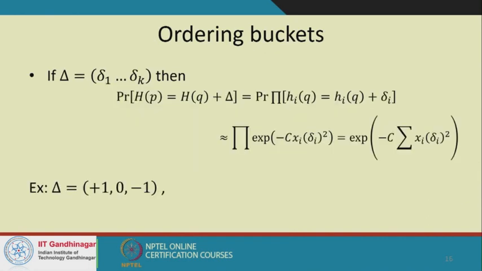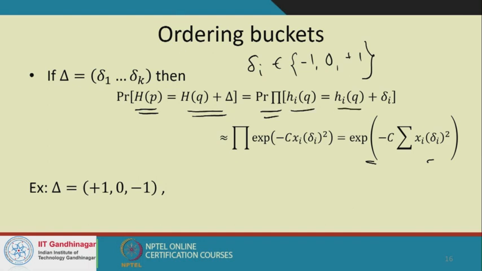Let us write this down a bit more formally. Suppose the perturbation vector capital Delta is delta_1 to delta_k. Remember that each of the delta_i's is either minus 1, 0 or plus 1. Then the probability that h(P) equals h(Q) plus Delta is nothing but the product of the probabilities, because for each i the hash function h_i is independent of the others. So it's the product of the probabilities that h_i(P) equals h_i(Q) plus delta_i, and again delta_i is either minus 1 or plus 1.